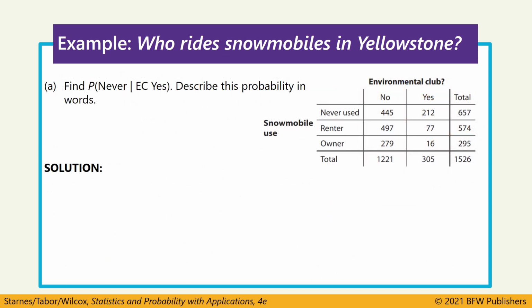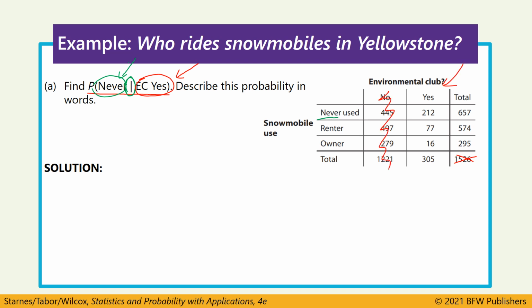So let's find this probability here, but first let's talk about what this is even asking for. We're being asked to find the probability that someone has never owned a snowmobile, given, that's that line right there, that someone is, yes, an environmental club member. So that's telling us a condition. The condition always comes after that line there, and that's telling us that we're not looking at all 1,526 people in the sample here. We're only looking at the people that were, yes, an environmental club member.